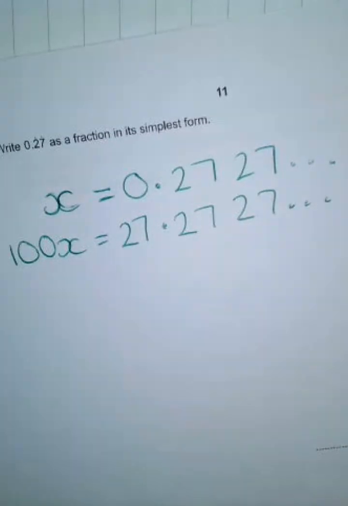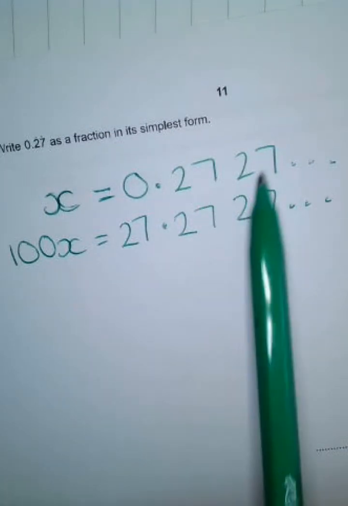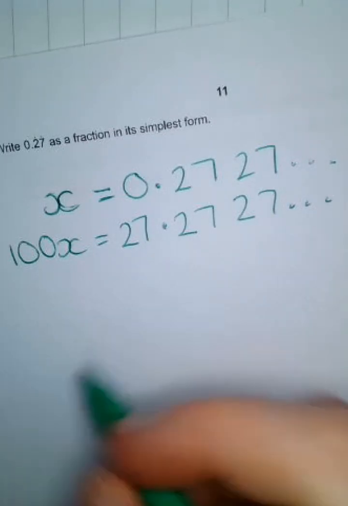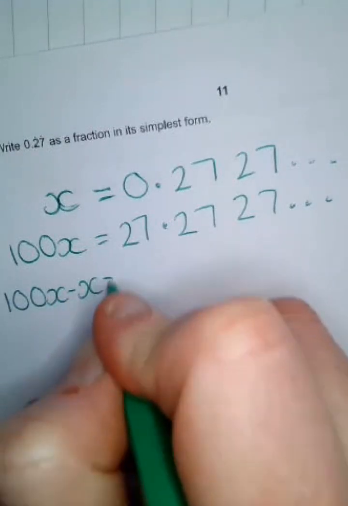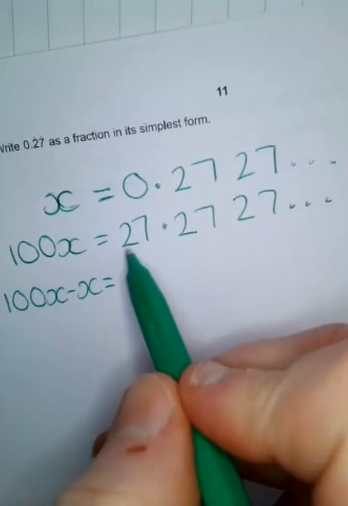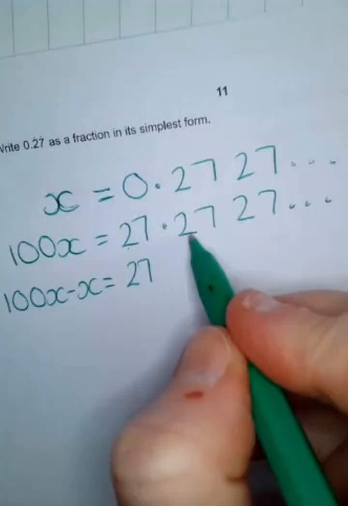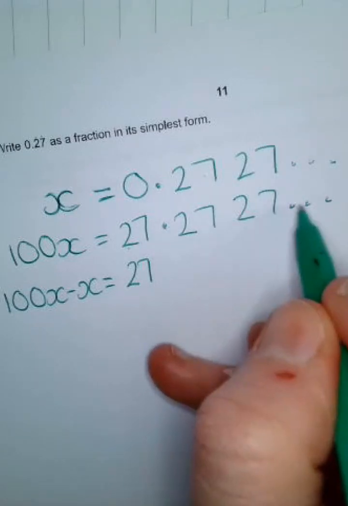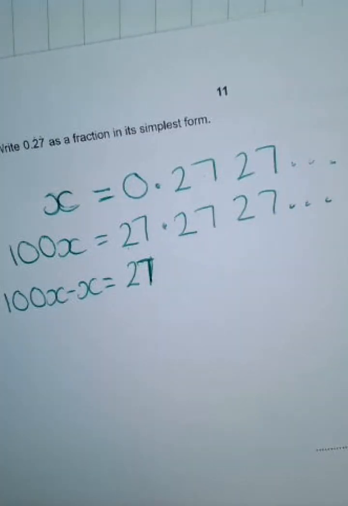27.2727... Okay, now can you see that the numbers still line up after the decimal place? Because I've times it by 100. And what I'm going to do now is take 100x, take away x. So that would be 27 take away 0, which is 27. And then I do 2 take away 2, 7 take away 7, 2 take away 2, 7 take away 7. So these match up and they all cancel out, and I'm just left with the 27.